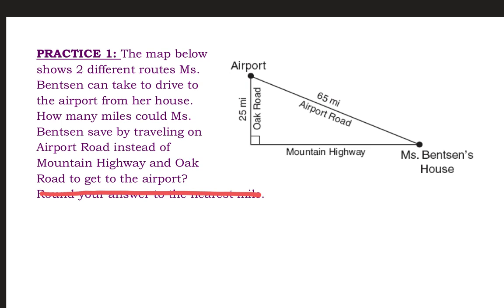All right, let's see. Okay, so the question is, how much does she save by traveling on Airport Road? So how much does she save by going down this road instead of going down Oak Road to Mountain Highway? So let's just figure out what Mountain Highway is, because we don't know what that is.